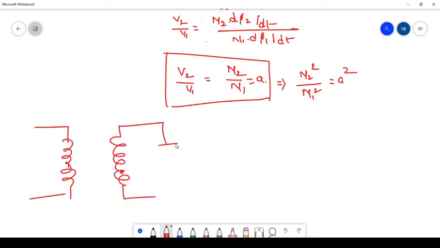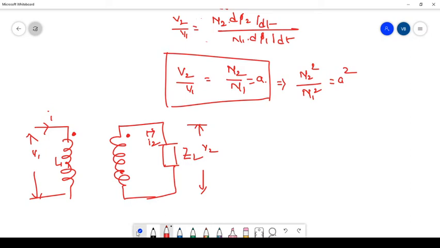Here, instead of getting an output, I am going to connect a load resistor, so that is ZL. Let us take the direction of current I2 like this, just opposite to the previous case. So here the input is V1, and here is L1 with the dot. From here I am going to get the V2 voltage.